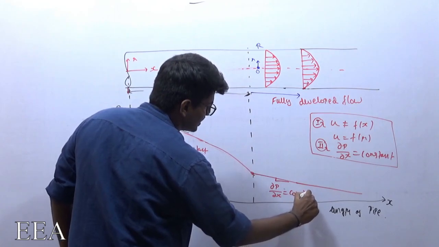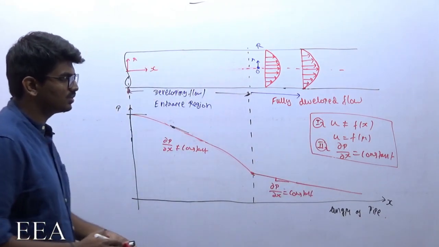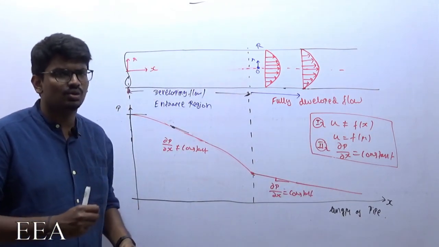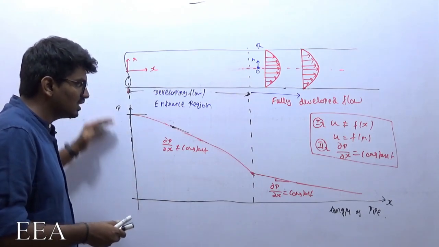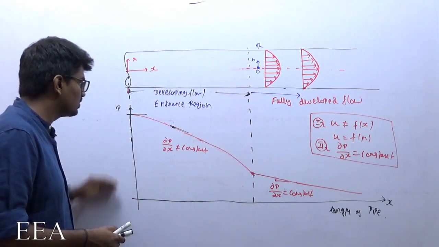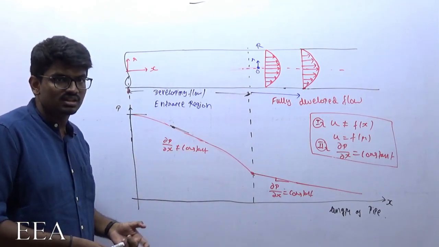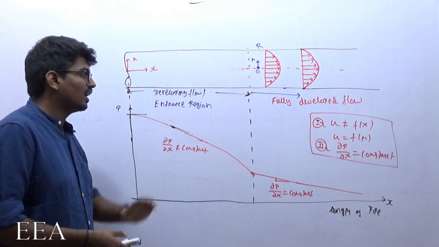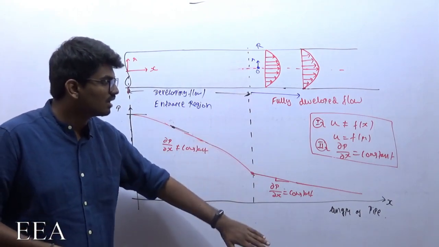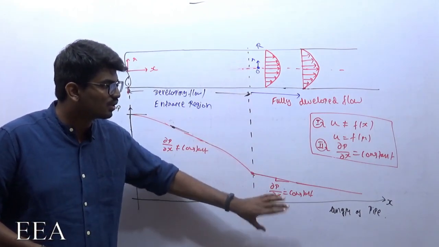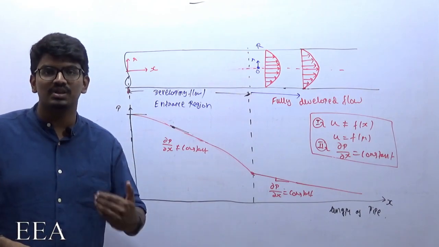You will understand this in a better way if you understand slope, so just go and see the slope properly. Pressure has to decrease. The pressure is decreasing. Pressure is dropping. You could see on the y-axis it is decreasing. But dou p by dou x is not constant in the entrance length or entrance region. And in the fully developed region, dou p by dou x is constant, which means the slope of pressure, or pressure gradient, has to be constant.